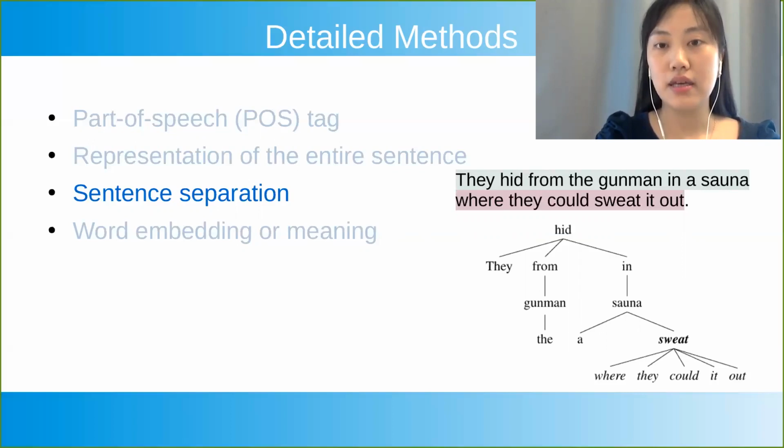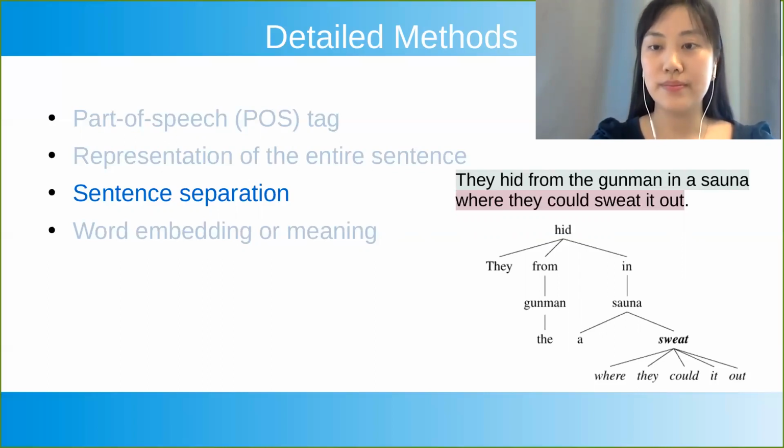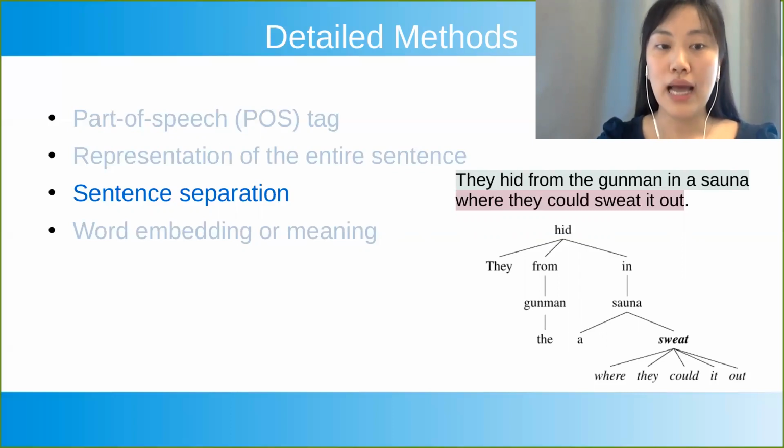Dependency parsing. For example, the heat from the gunman in the sauna where they could sweat it out. In this example, after applying dependency parsing, we can see this subtree here, where they could sweat it out, and we extract this as a later and important part that may contain the pun words, and then take the rest of it, the heat from the gunman in a sauna, as the first part.